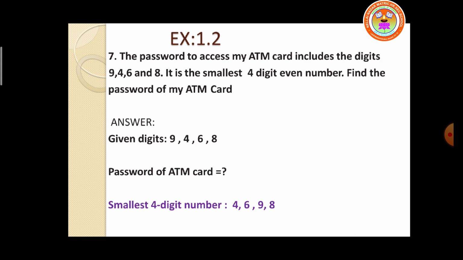But I didn't write 8. I have written 9, because the number has to end with the even number. It is the smallest 4-digit even number, so that's why I have written 8 in the last place. Is it clear? That means in the place value, 8 is in the ones place. Now what is the password of your ATM card? 4698. The comma should not come. Is it clear, children?